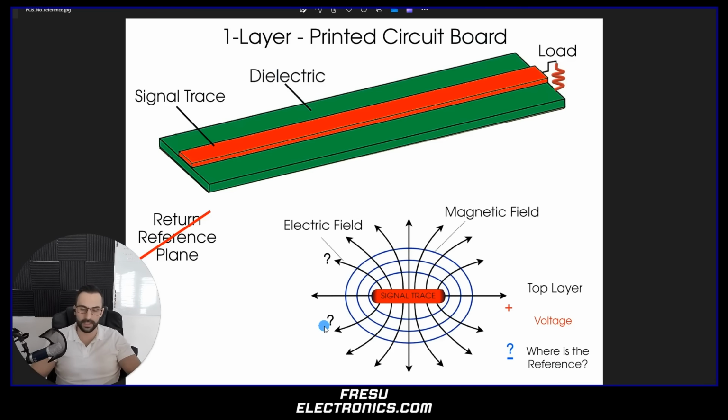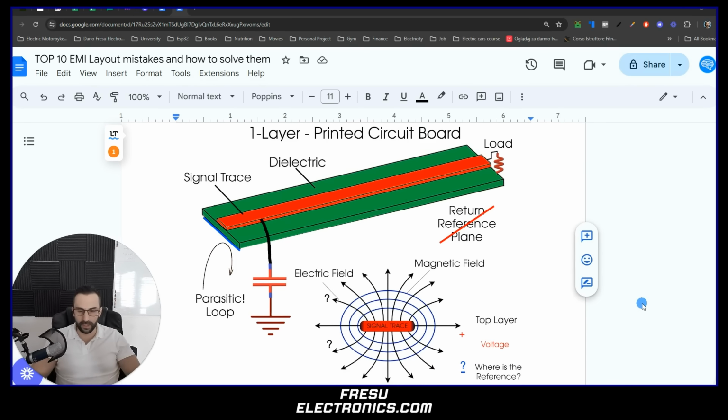So then the question is, what happens when we don't have the return reference plane? When we don't have the return reference plane, then we will have these fields, and we don't really know where they're going to couple to. And the problem is that when we don't know where the fields are going to couple to, then they're going to choose parasitic loops. And these loops are what is going to create electromagnetic issues.